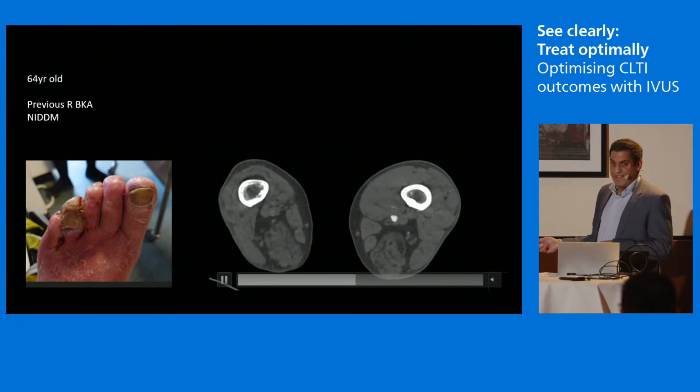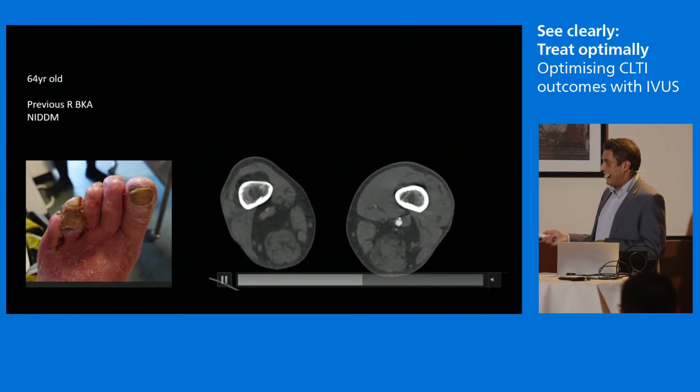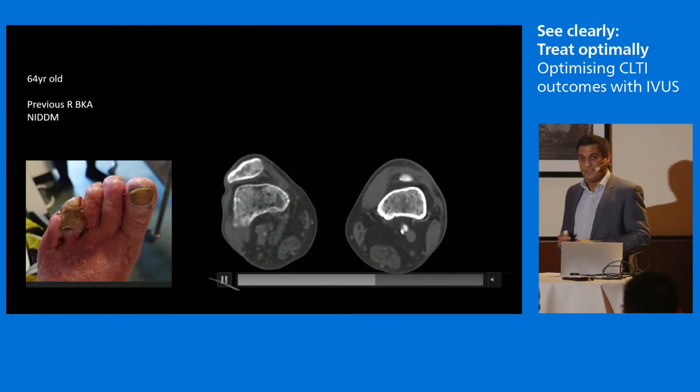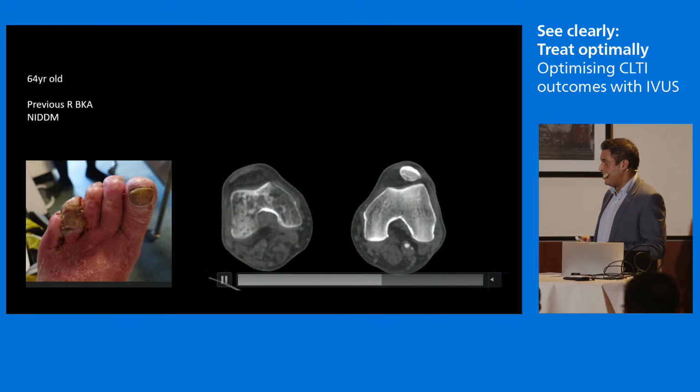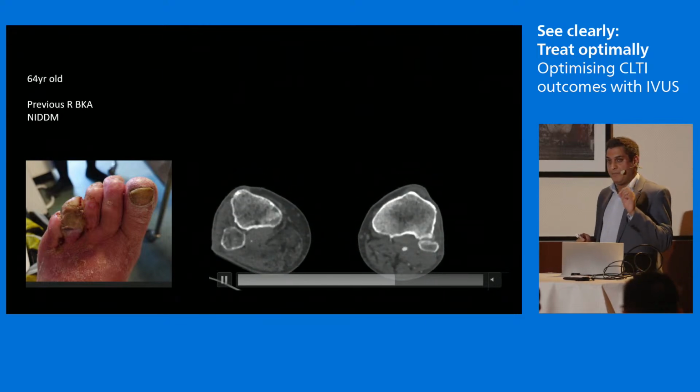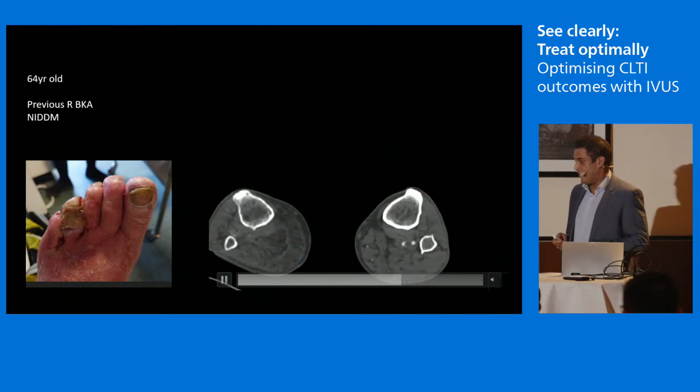And these lesions in the SFA, the value of IVUS is you can have a quick look with a pullback and just be sure that those lesions are not significant, and then crack on with the rest of your case. So, you might not be sure on a CT scan, should I treat it, shouldn't I treat it? The IVUS gives you an objective assessment straight away of if that lesion needs treatment.